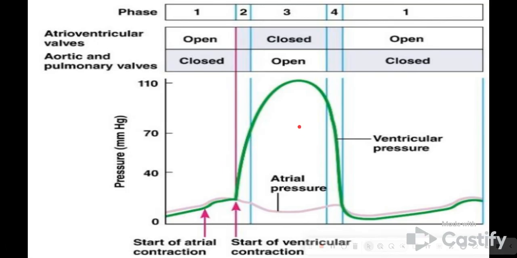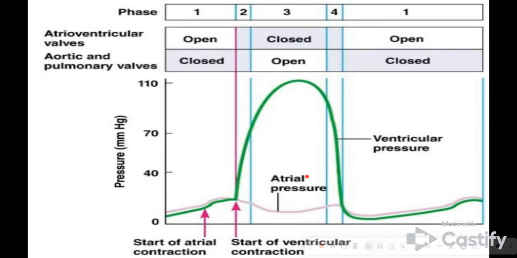Before getting started, it's important to understand the relationship between volume and pressure, and specifically we can look at this in regards to the heart. When volume of blood is increasing in a closed space, the pressure would also proportionately increase. When volume is decreasing within a closed space, our pressure would proportionately decrease.